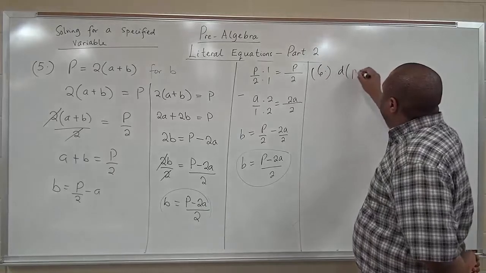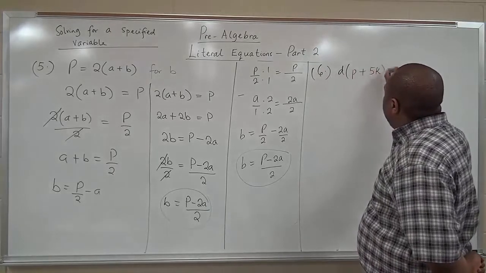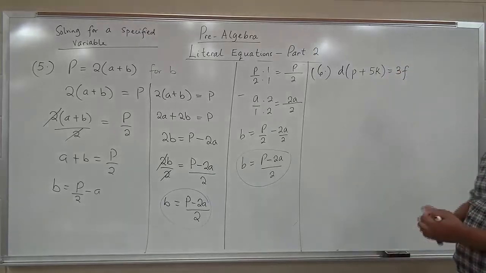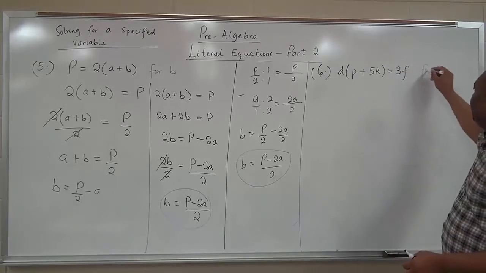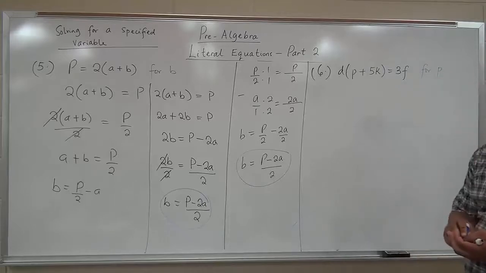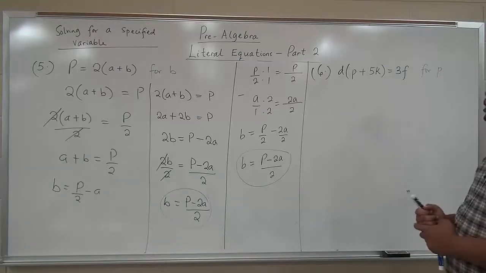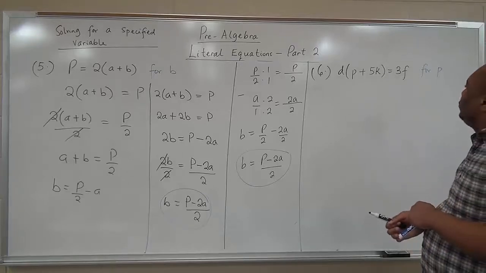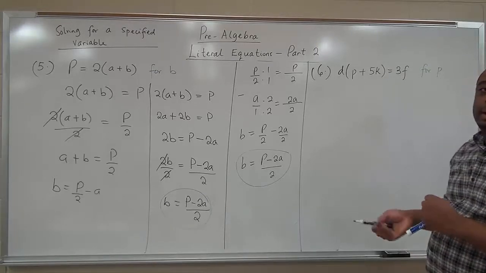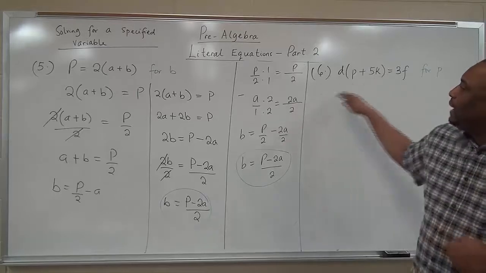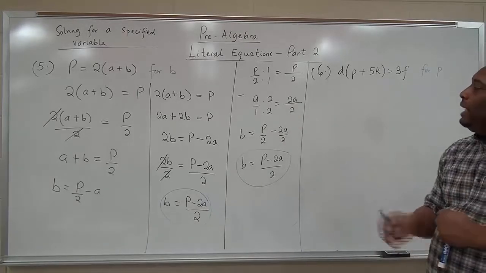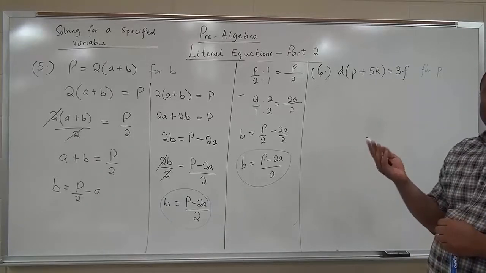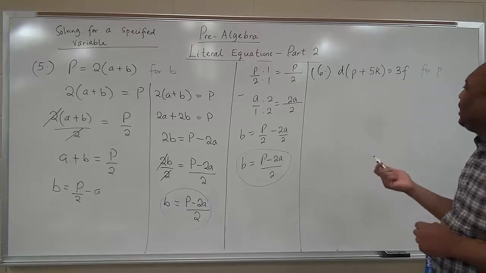dP plus 5k equal to 3f. And we want to solve this for P. We can use distributive property first, or we can just divide both sides by d. But it appears that distributive property is kind of easier, faster. So we might want to do that.